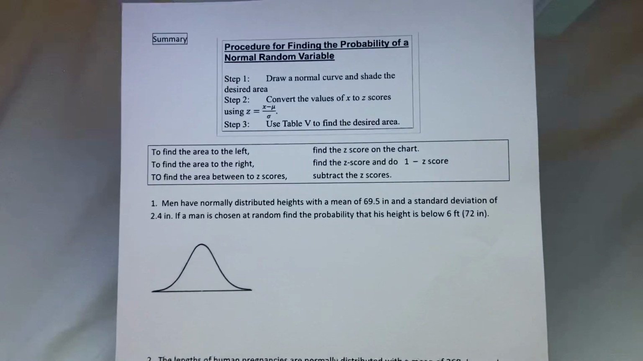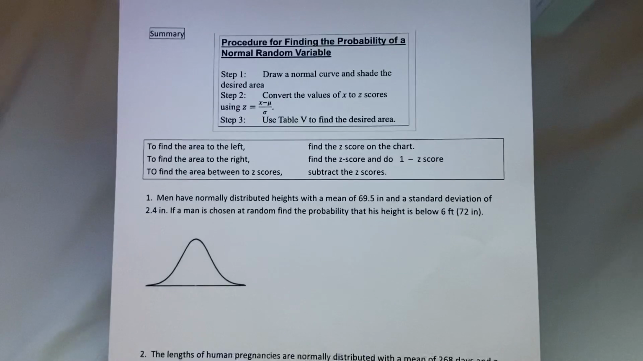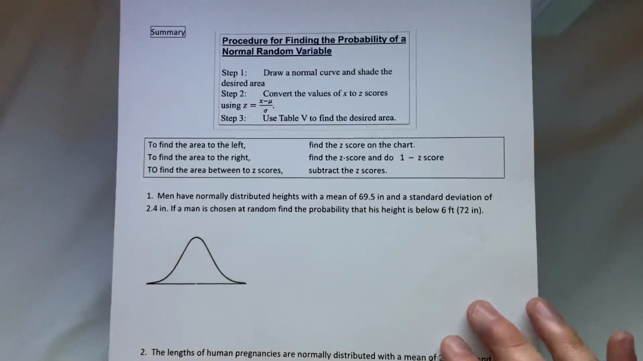Summary, the procedure for finding the probability of a normal random variable. You can draw the normal curve and shade it if you want. Sometimes it helps people who are visual. You convert everything to z-score, and z-score is x minus mu over sigma, and then use the table. To find the area to the left, you just use the chart. Area to the right, you need to do 1 minus the area number in the chart, and then area between, you subtract z-scores. So let's do an actual problem here.